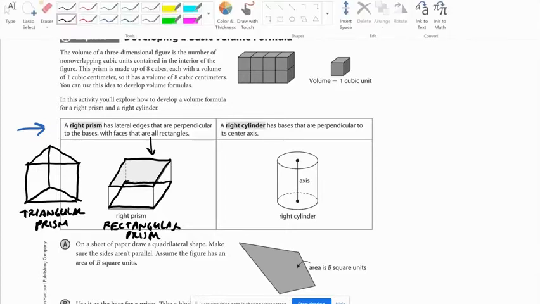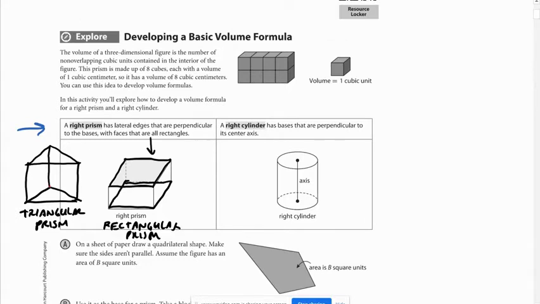And again, I want to emphasize that you can tell which ones are the bases because it's the two sides that are exactly the same and parallel. So those are the two parallel bases that you'll see for every prism.